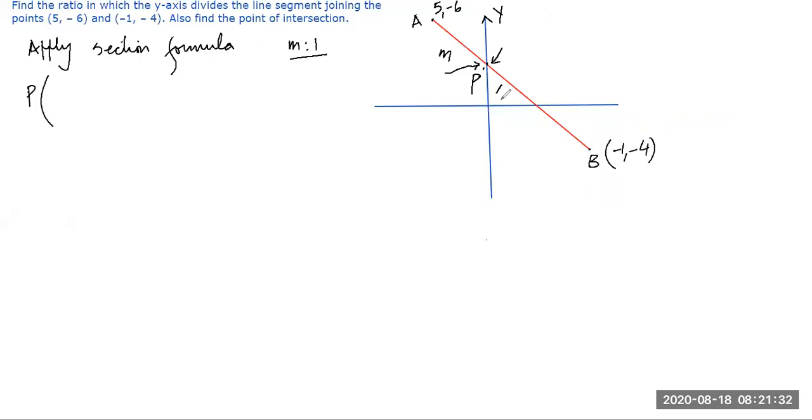Now n we have taken as 1, so it will be m times x2, that is m times minus 1, plus n is 1 into x1, that is 5, divided by m plus 1. And the y coordinate would be (my2 plus ny1) divided by m plus 1, where y2 is minus 4, plus n is 1, y1 is minus 6, divided by m plus 1.